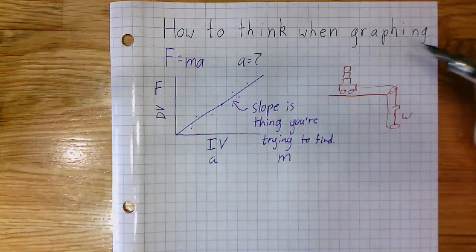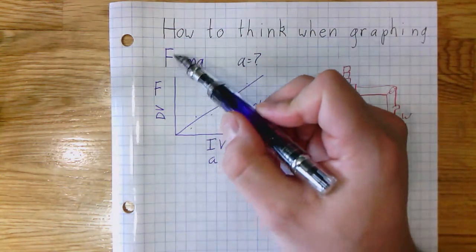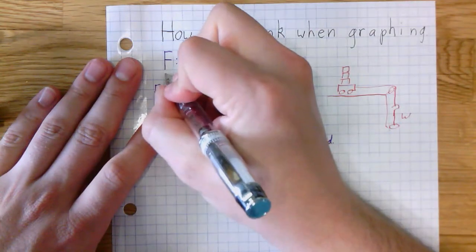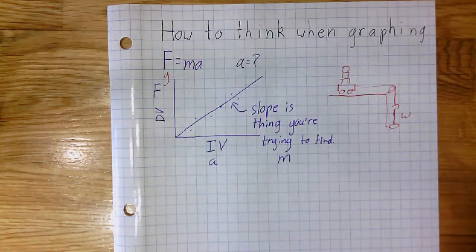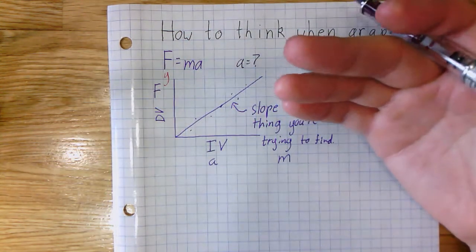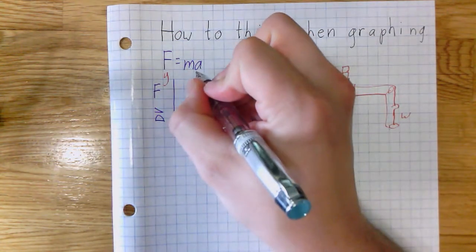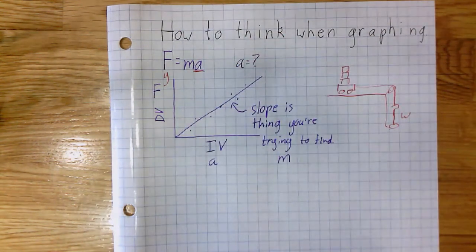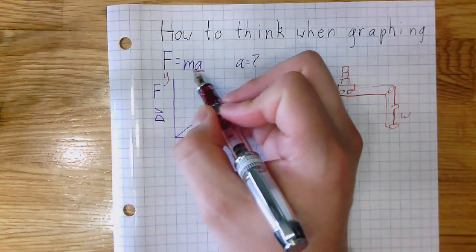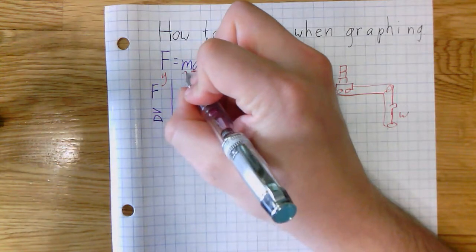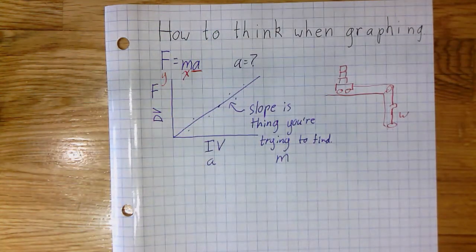Okay, so we look at our equation. The variable that's alone is going to be your y variable. The thing you're looking for always needs to be next to another variable. I'm looking for the acceleration, so it has to be next to another variable. The variable that's next to the thing you're looking for is going to be your x-axis variable.